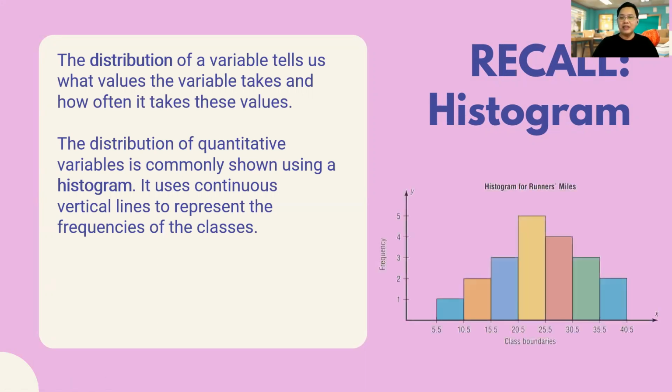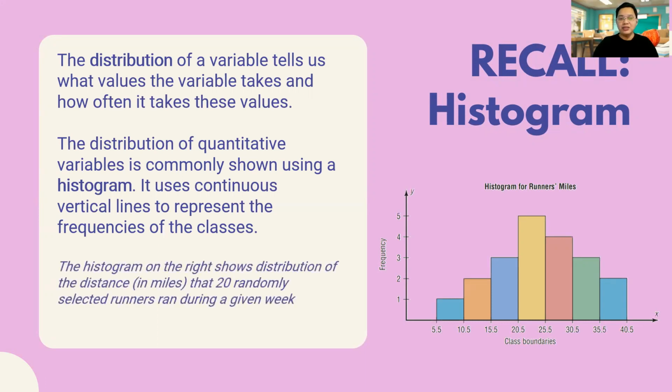So let's take a look at one example to remind us of what exactly we are talking about. Now, the graph that you see on the right is the histogram for runner's miles. So we notice that what we see on the x-axis are the class boundaries of the total distance that is run by several runners. So for example, what we mean by 5.5 here is 5.5 miles. On the y-axis, what we see are the number of runners who were able to run a certain distance.